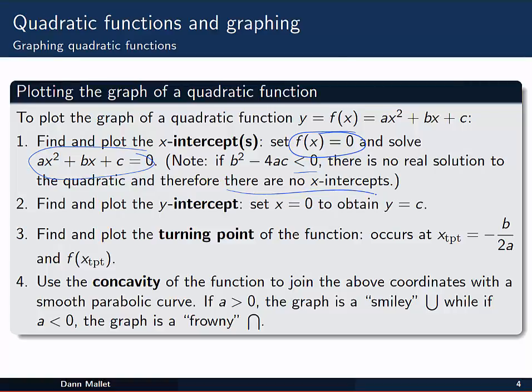After the x-intercepts, we find and plot the y-intercept. It's a fair bit easier and is found by setting x equal to 0, and we find, of course, that y is equal to c, the constant at the end of the quadratic.